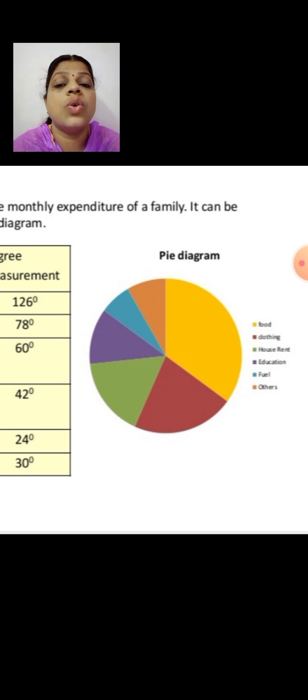And I told you it is also known as a sector diagram, because if you represent the different angles of the data in this pie diagram, you'll be able to understand the various sectoral divisions for all these items.